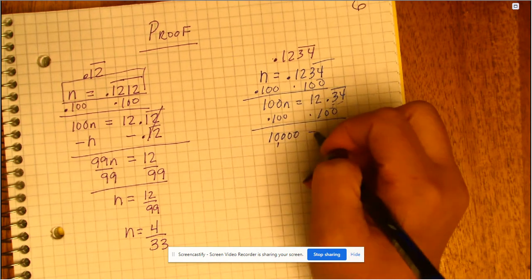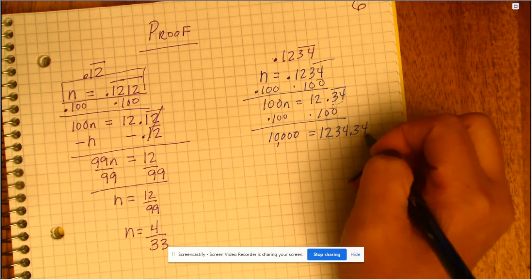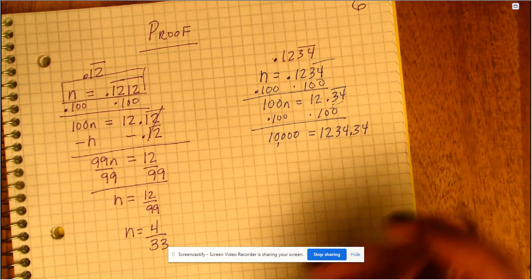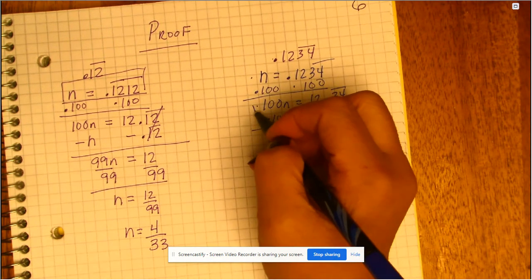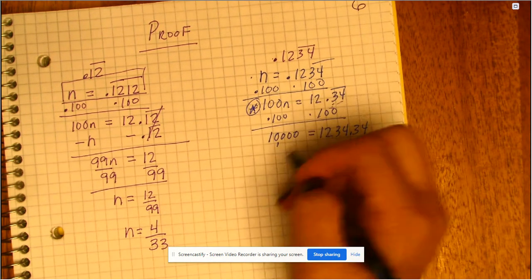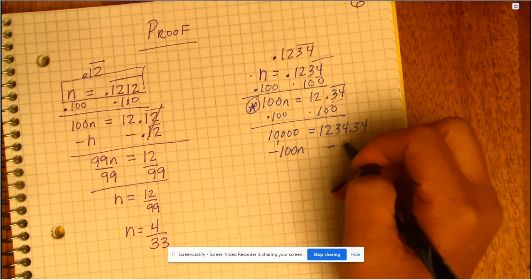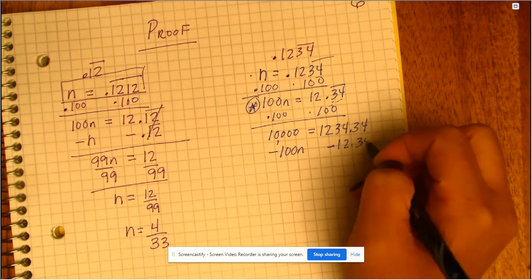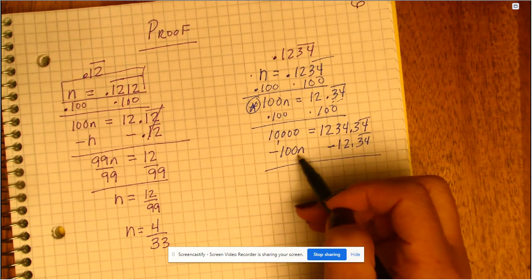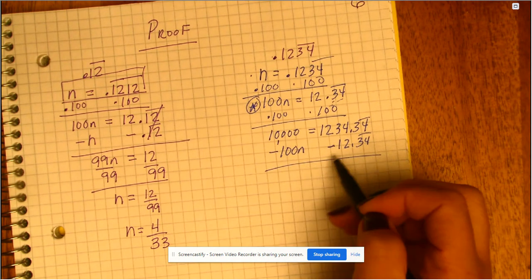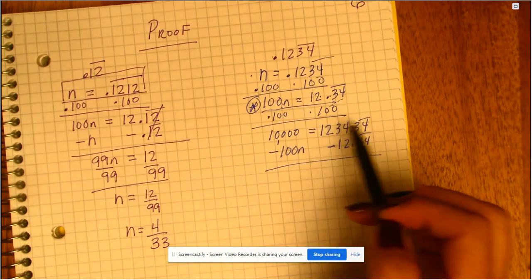So I get 10,000n equals 1234.34. Next, instead of going all the way back up to the top, I'm going to go here. And I'm going to subtract 100n on one side, and I'm going to subtract 12.34 repeating on the other side. Remember, as long as the value is the same, and I'm doing it to both sides, I'm okay. Here, I see that they're equal, which means they're basically interchangeable.